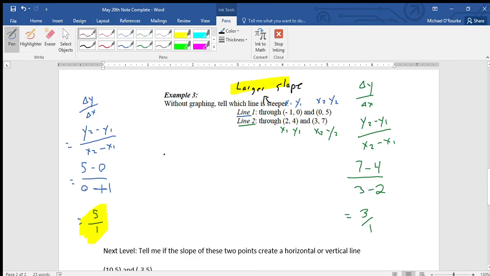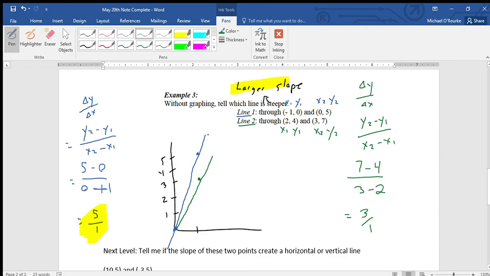Because if you imagine you're graphing this, let's say they both start at 0. Let's just go up by 1 to start. 2, 3, 4, 5. Even if we just went 1 in, our blue line would start here. We go up 5 over 1. So it looks something like this. Then our green line would go up 3 over 1. So it looks something like this. So you can see the blue line would be steeper.